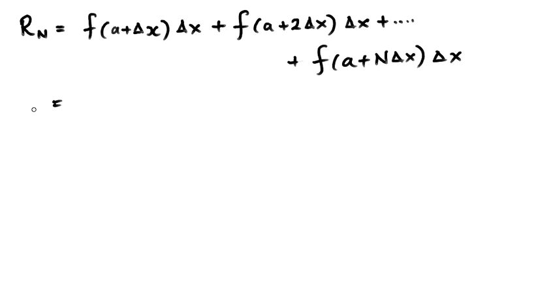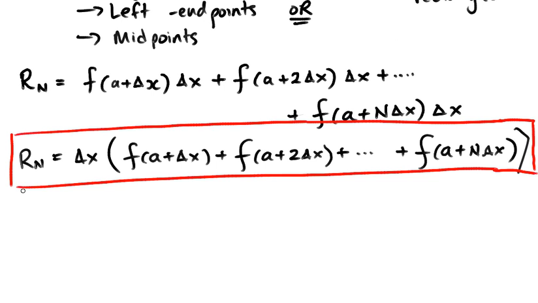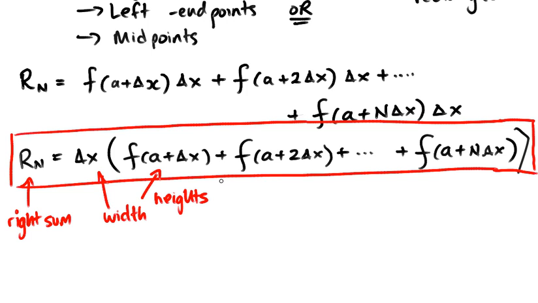You can factor out a delta x, and you'll notice that what's left over is f of a plus delta x plus f of a plus 2 delta x, and all the way until the last one, f of a plus n delta x. And so you get a formula for the sum of the rectangles using the right endpoints, known as the right sum formula, because you have the width, which is the same, times the heights, all added up.